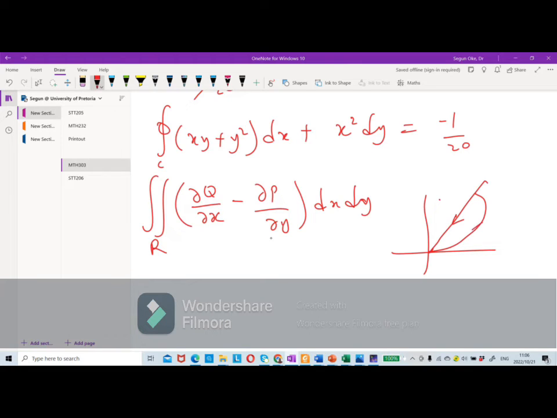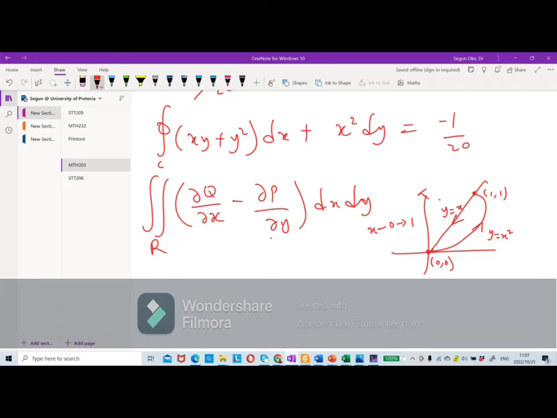We look at the arrow, we look at the direction. So here we have 1, 1. Here we have 0, 0. So y equals x squared, y equals x. Now, in this case, our x will move from 0 to what? To 1.